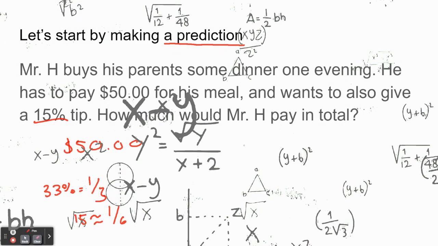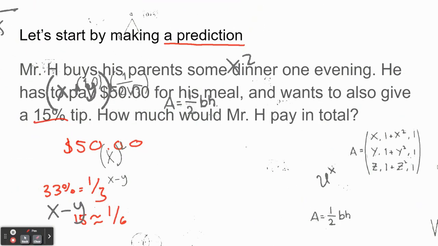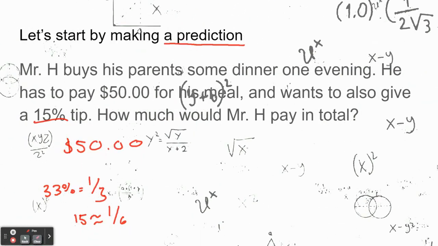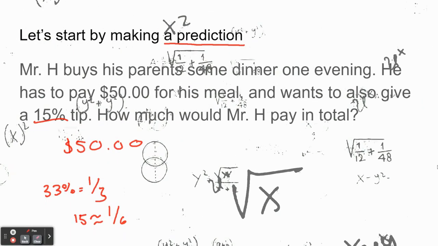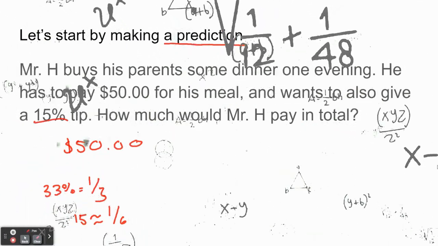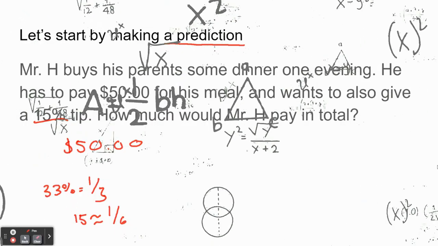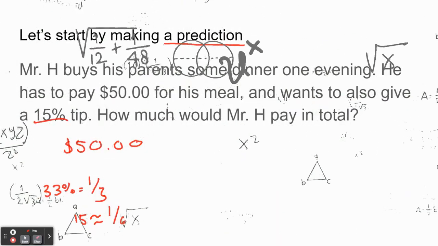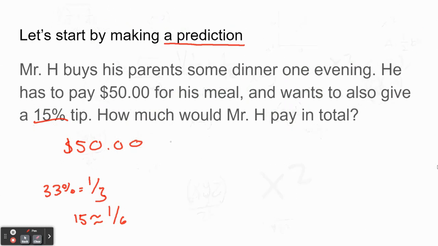So if I think, what is a sixth of 50? Well, 5 times 10 would be 50. So a sixth of that would be a little bit less than 10. So maybe like 8-ish. So maybe 15% of 50 is like $8. And I've not done this problem before, so we're going to find out after we get to our second example. But this is always a good place to start.